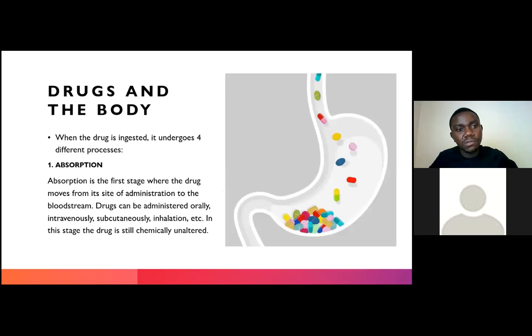And so to start, we'll just look at how the body interacts with the drug once it is administered. When the drug is administered, it undergoes 4 different stages. There's absorption, and absorption is when the drug is taken either orally or in some other form and taken down into the bloodstream. And here the medication is still in its original form.